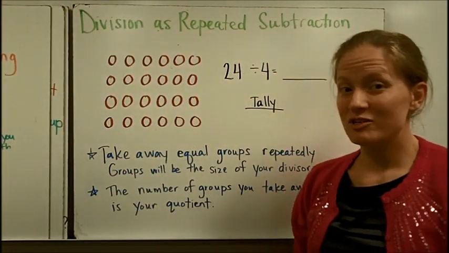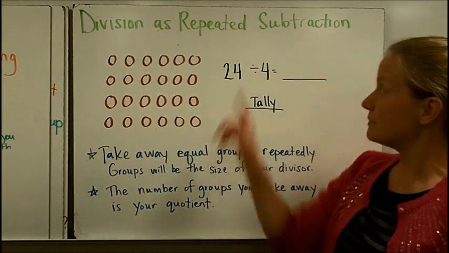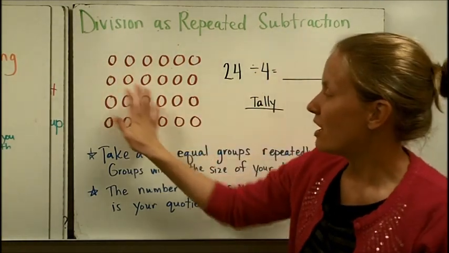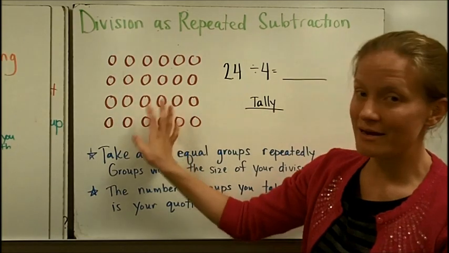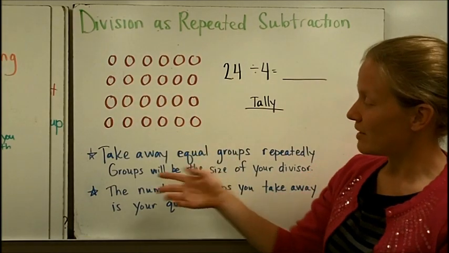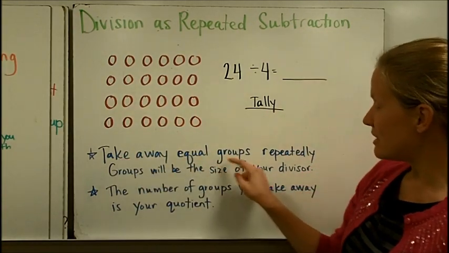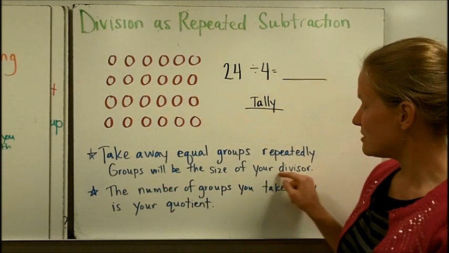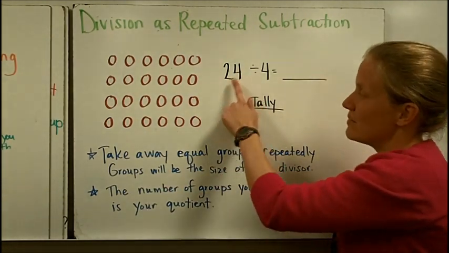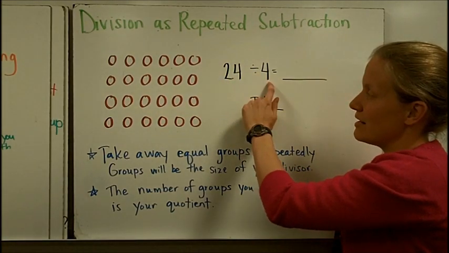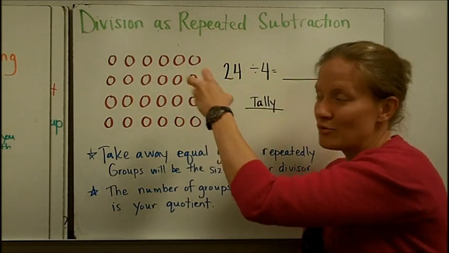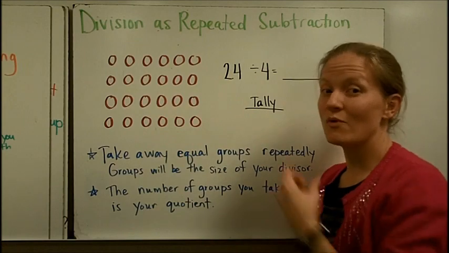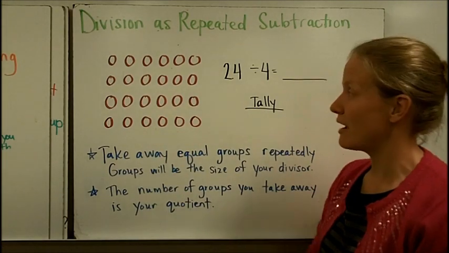We can also think about division as repeated subtraction. If we have 24 items here, we can show repeated subtraction by taking away equal groups repeatedly, and the groups will be the size of your divisor. So I am taking this 24 and dividing it by 4. So I can repeatedly take out groups of 4 and see how many groups of 4 I had.